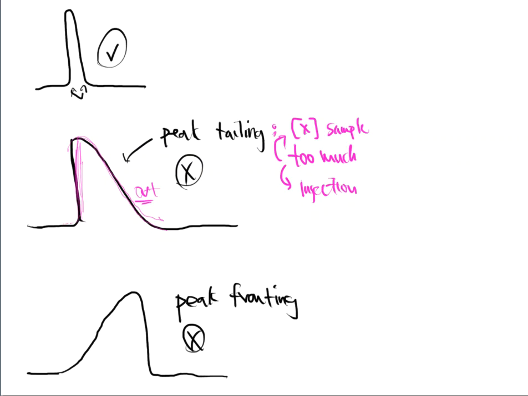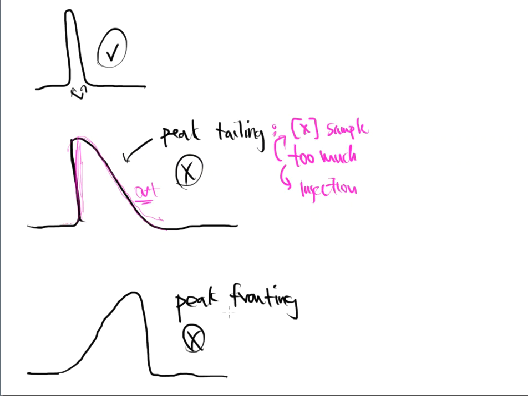I need to dilute it. I need to weaken it down. Or the injection amount needs to be lowered. And I need to bring the injection amount down maybe in half or a quarter and inject it again and see if my shape becomes Gaussian at that point.